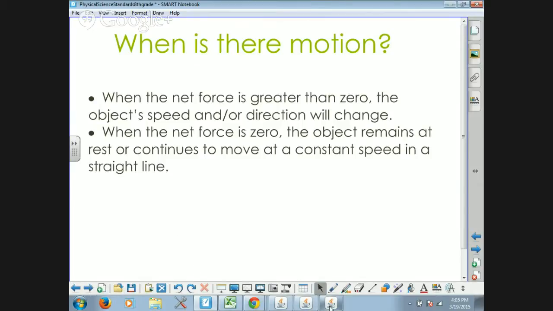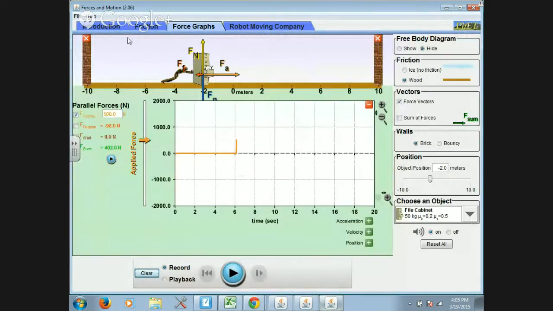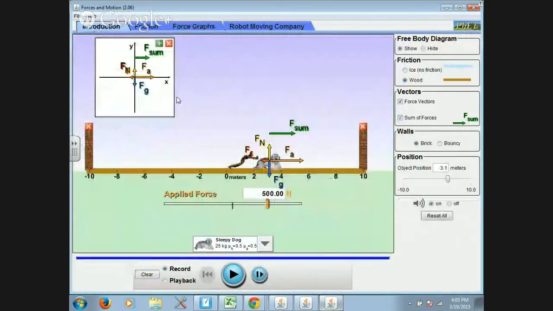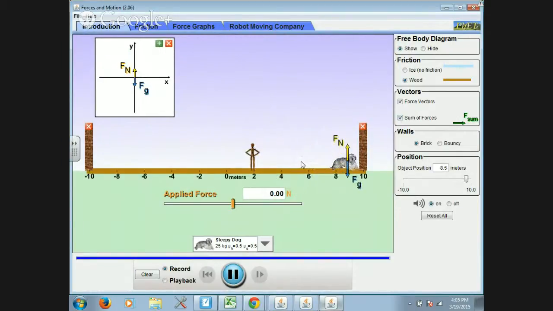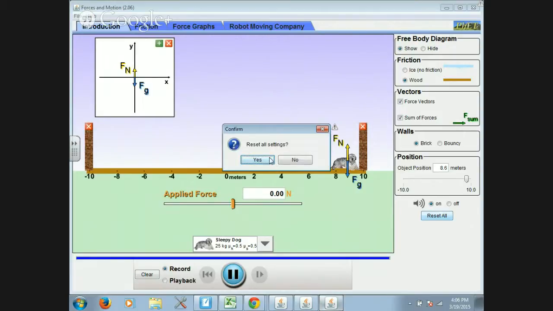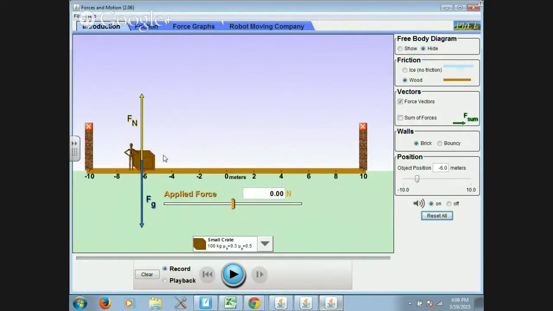Now, let's see here if I've got my force guy ready to go. I'm going to change this around just a little bit. Come over here, and we have an object. I'm going to change how much we're pushing on him. Do we have a quantity? Whoa, whoops, not really sure. I think I crashed the dog into the wall. Let's reset everything, reset all the settings. Okay, so we've got a box, not a dog. We're not pushing a dog around. That's good. And we've got force of gravity and we've got normal force.